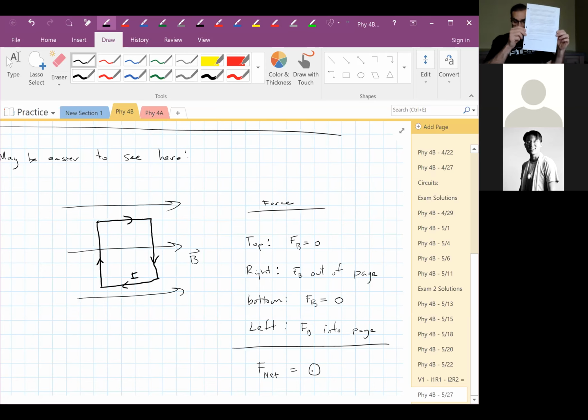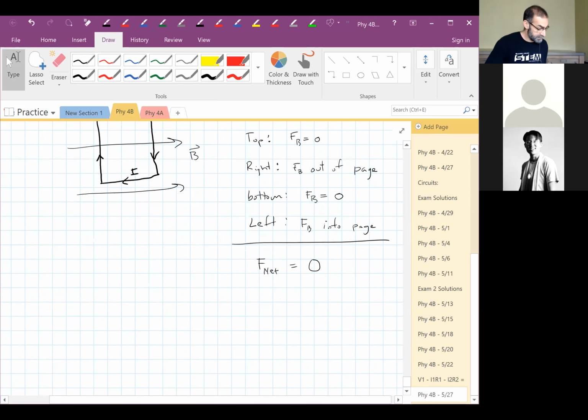They cancel out. There's no net force. But what is there? Yes, there's a net torque. This thing is going to rotate.